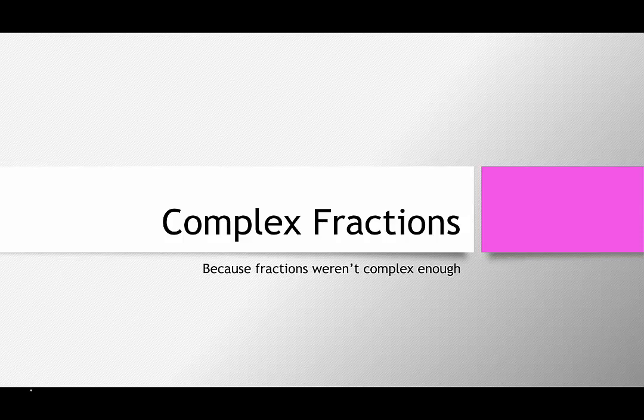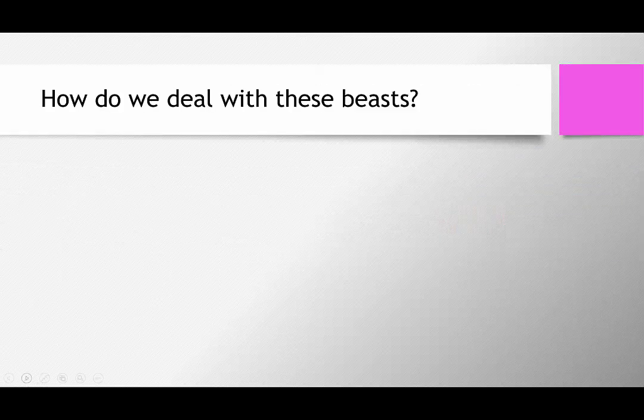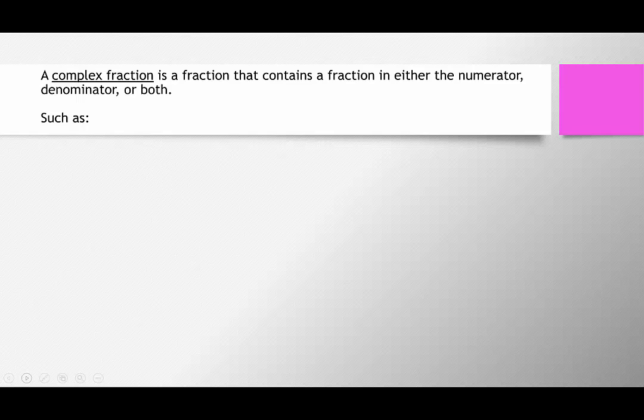First, let's talk about what a complex fraction actually is. A complex fraction is a fraction that contains a fraction in either the numerator, the denominator, or both. So we could see a complex fraction such as 2/3 over 4/9, or we could have (2x/y) over 7 plus 3.